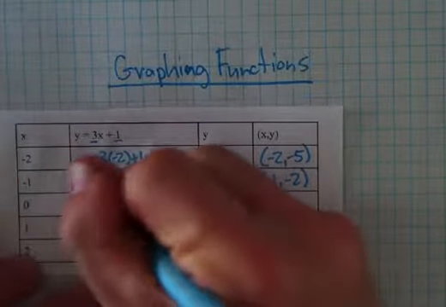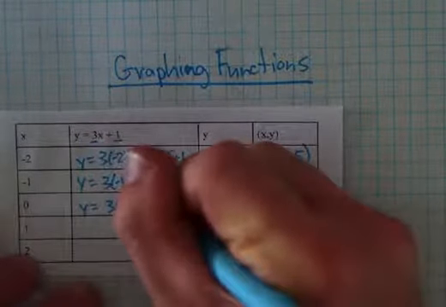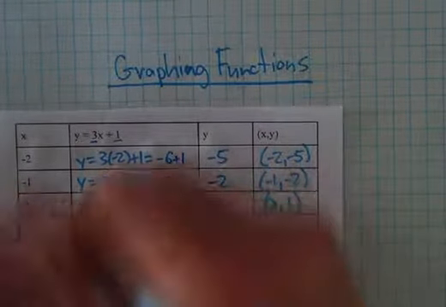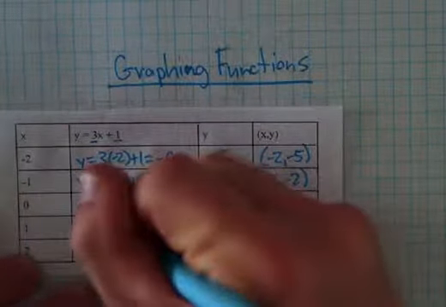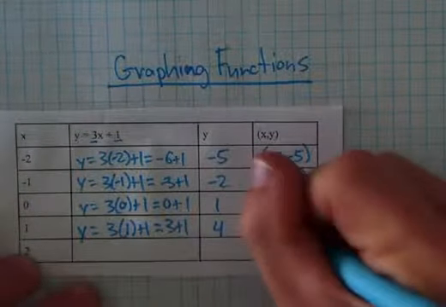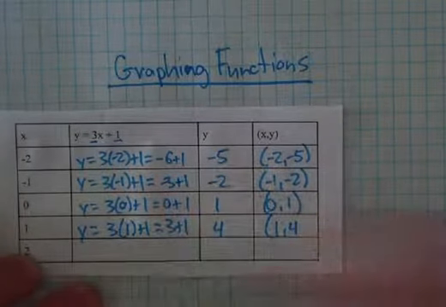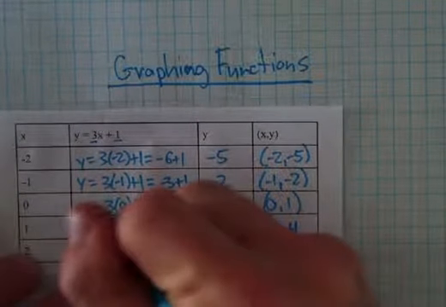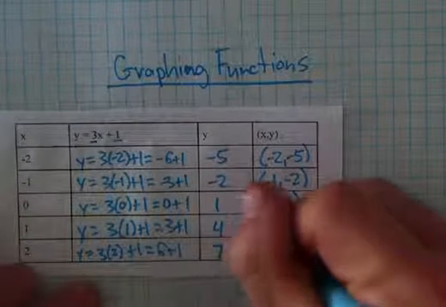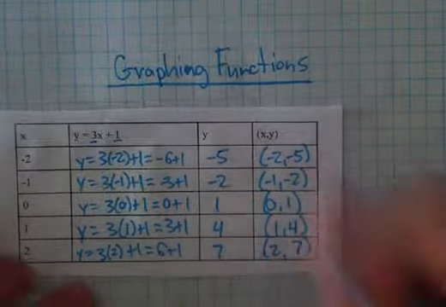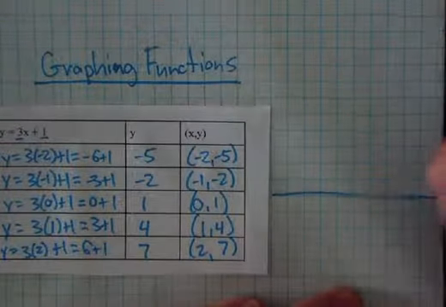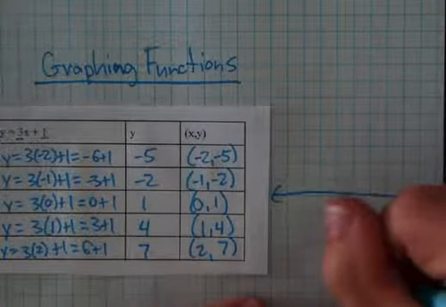Y equals 3 times 0 plus 1, which equals 0 plus 1, or 1, 0 comma 1. Y equals 3 times 1 plus 1, which is 3 plus 1, or 4, 1 comma 4. And y equals 3 times 2 plus 1, which equals 6 plus 1, which equals 7. 2 comma 7. Okay, guess what? I can go ahead and graph this the same way I've been doing all my graphing.